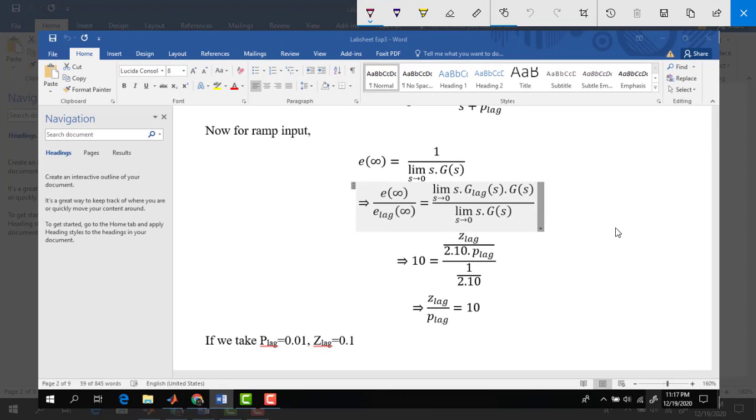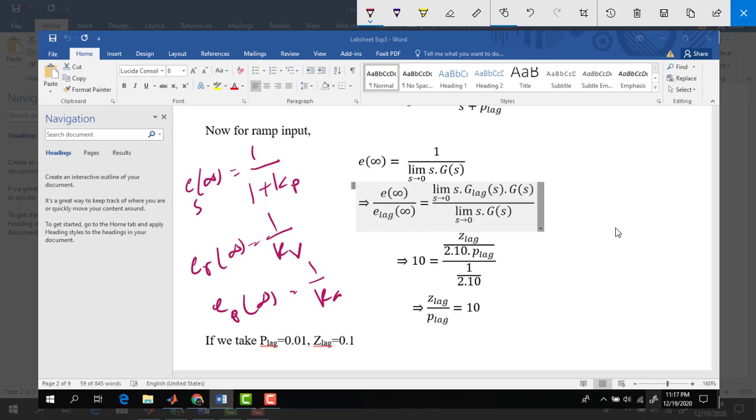For ramp input, we know the steady state error equation is this one. I'm just listing out all three steady state error equations. For step input, it is 1 by 1 plus kp. For ramp input, it is 1 by kv, and for parabolic input, it is 1 by ka.